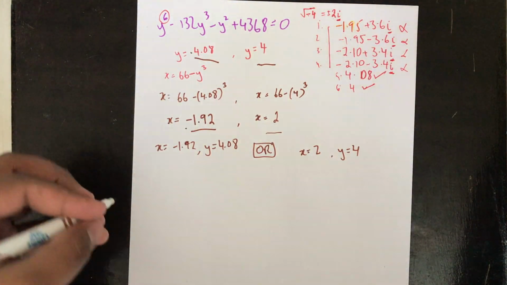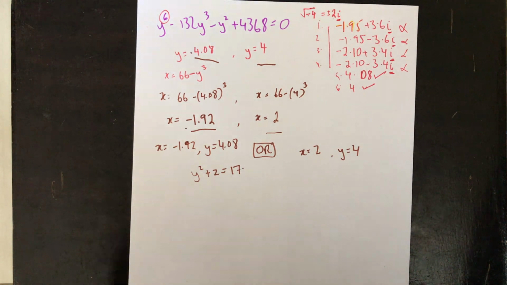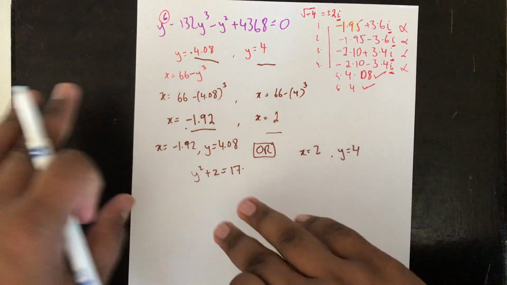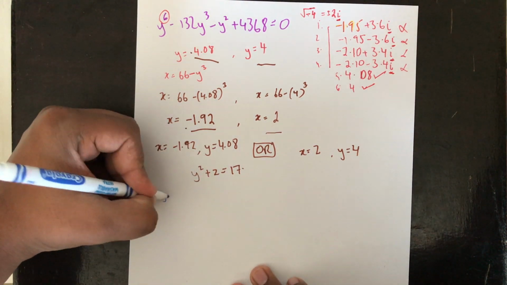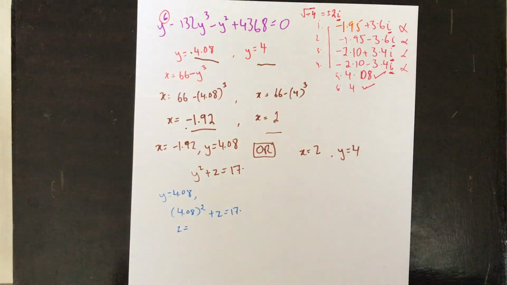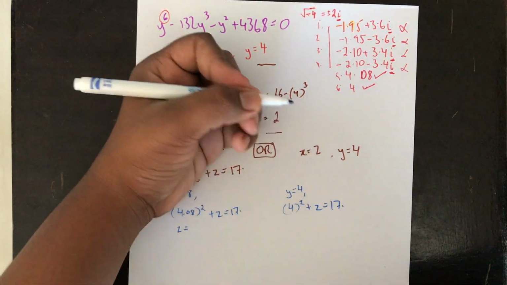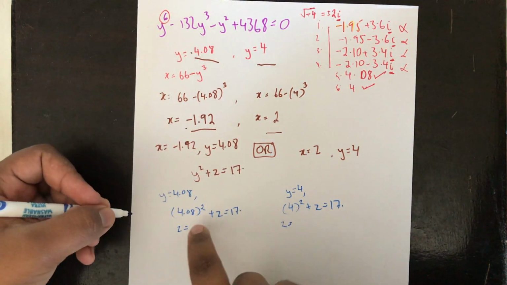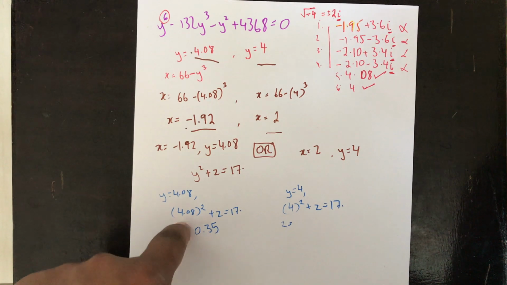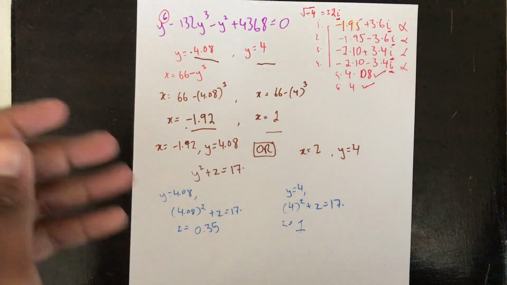So equation 2 says y squared plus z is equal to 17, and from there we can find the value of z. Because we already know the value of y, we can just substitute it to get the value of z. There's no x here, so just forget about the x for this moment. So when y is equal to 4.08, I have 4.08 squared plus z is equal to 17. When y is equal to 4, I have 4 squared plus z is equal to 17. So by use of calculator, I know that my value of z in this equation is going to be 0.35, because I do 4.08 squared and I do 17 minus the answer of this. So I get z is 0.35, and this one I get z as 1. So I've got my values of z.